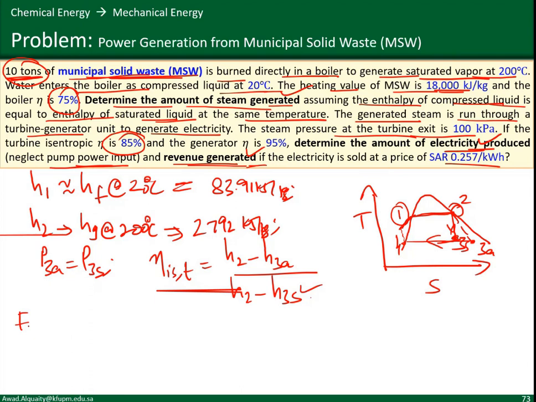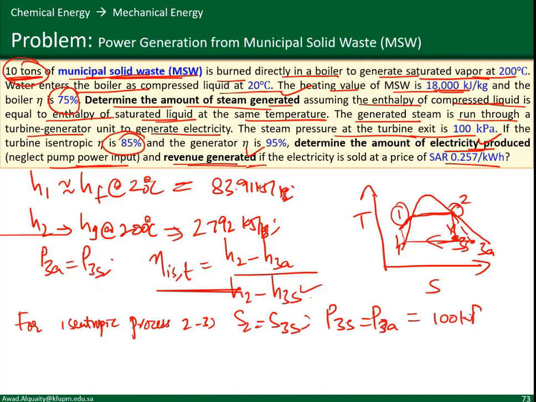And how do we find out 3S? Well, for an isentropic process, let's say 2 to 3, we know that S2 will be equal to S3S, right? And we also know that the pressure at state 3, whether it's actual or isentropic, is given as 100 kilopascal. So by making use of the pressure and the entropy that is provided to us, we can calculate the enthalpy at state 3s. It comes out to be 2328.8 kilojoules per kilogram.